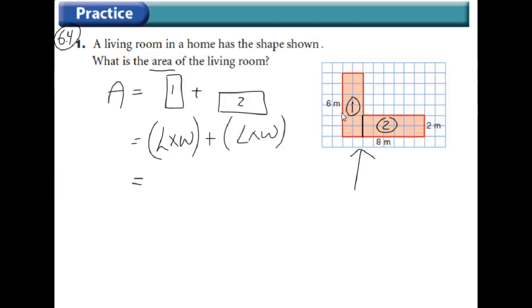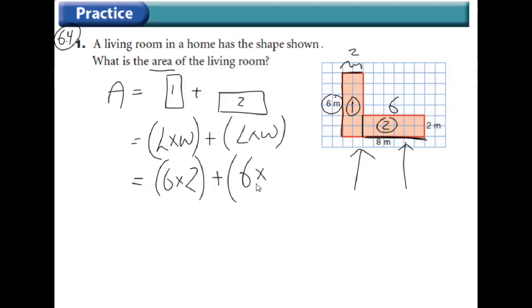So length times width of number 1, well, our length is 6, so 6 times, it doesn't show us here, but we can see that this is 1, 2, 3, 4, 5, 6, so this is going to be 2 just by counting the squares. So our width is going to be 2. And for rectangle number 2, we have 6 here. I can count 6, so my length is 6 and my width is 2. 6 times 2. So I'm going to have 12 plus 12, or 24 meters squared. And that's question number 1.